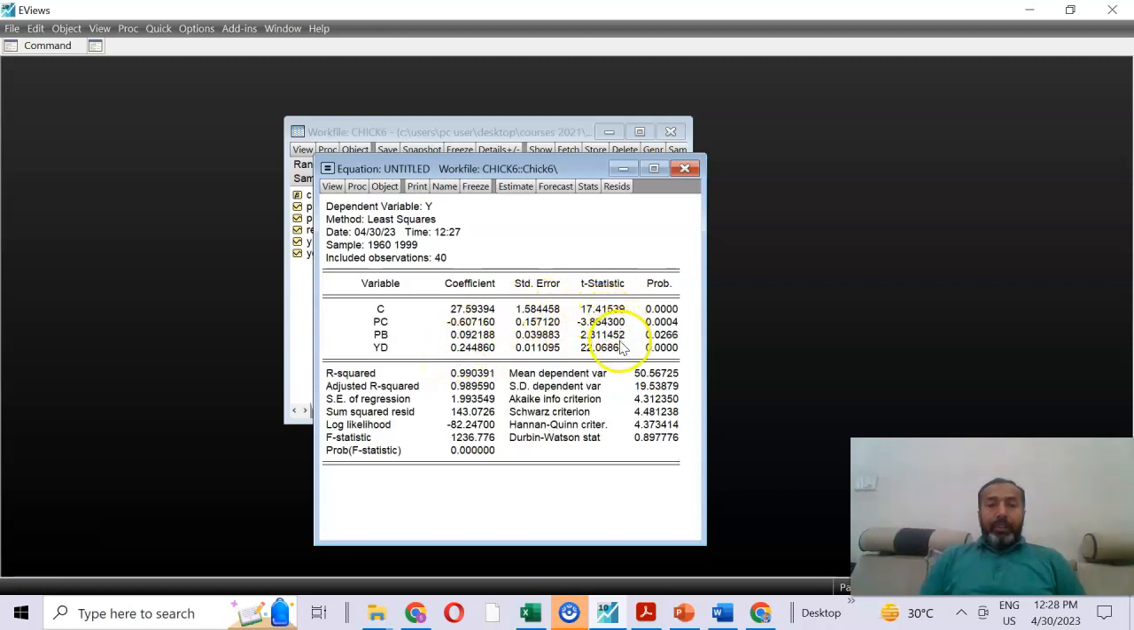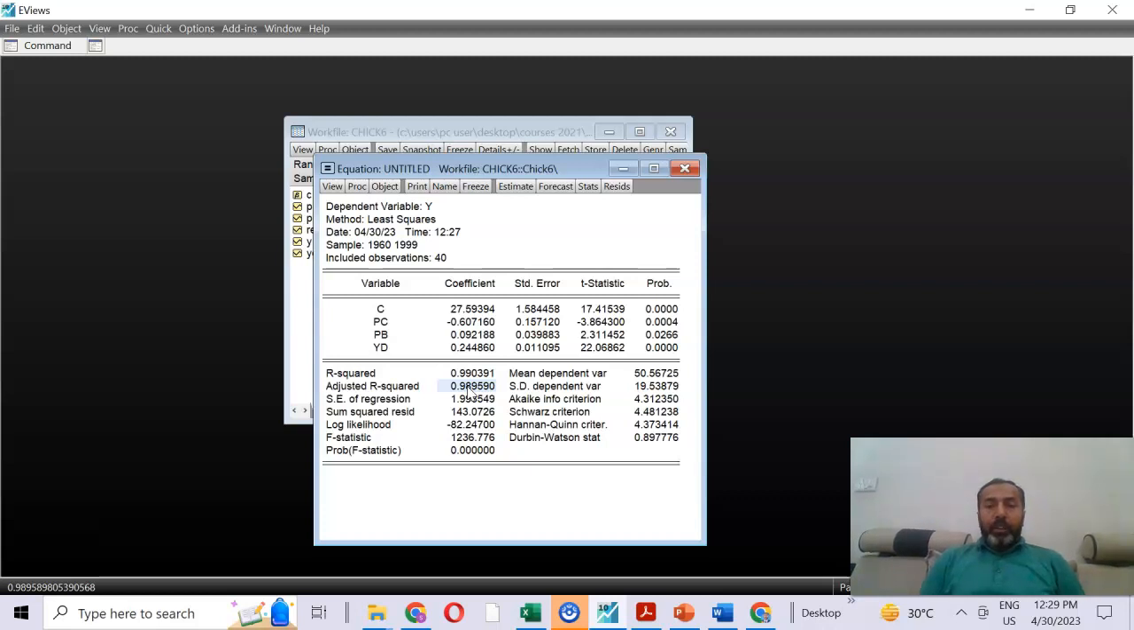Their t statistics indicate that all the three independent variables are significant, because the t statistic of price of chicken is 3.86, price of beef is 2.31, and disposable income is 22.06. So this is the original regression. Also please note its R square value of 0.99 and adjusted R square of 0.98.